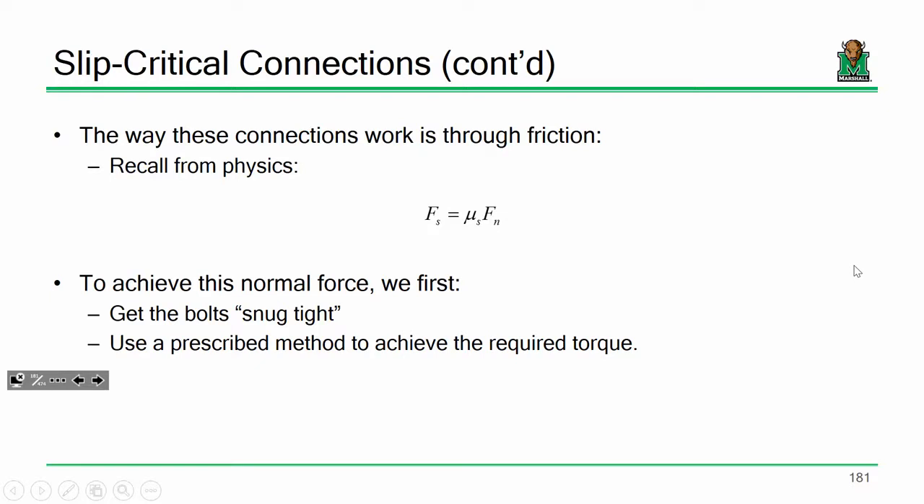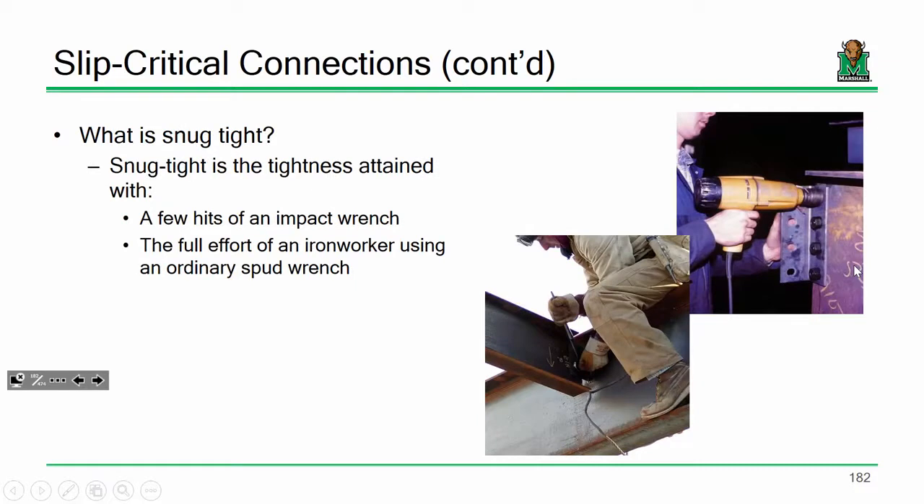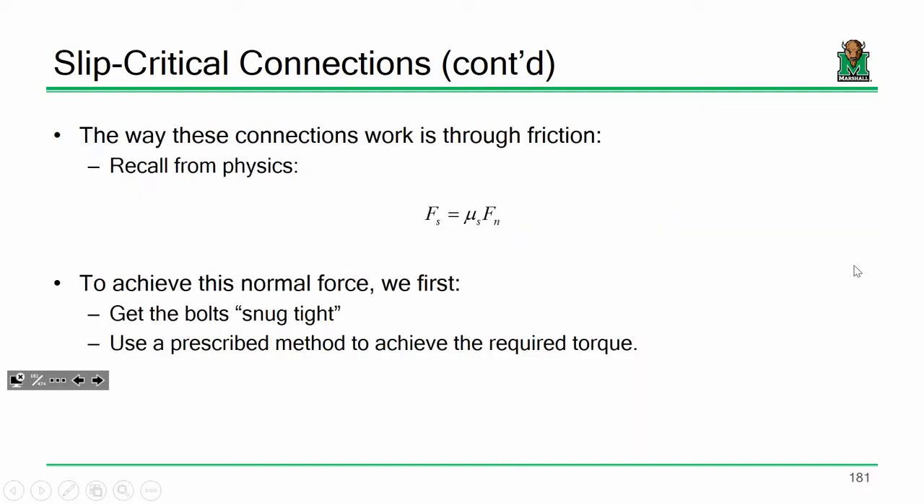See what I mean? So to achieve this normal force, we have really a two-step process. First, we get the bolts snug tight. Now I say snug tight, and what is snug tight? Snug tight is either a few hits of the impact wrench or basically the full effort of a given iron worker to get that connection snugged in. There's no real codified definition of snug tight, because that doesn't really matter.